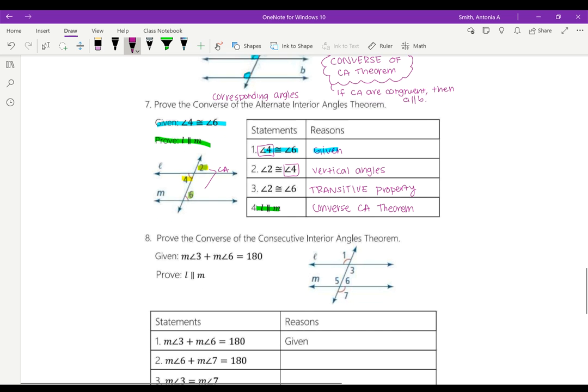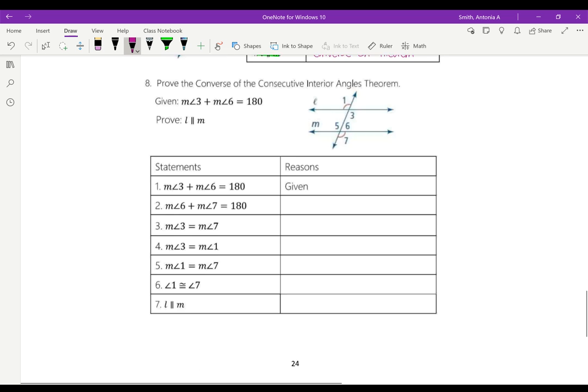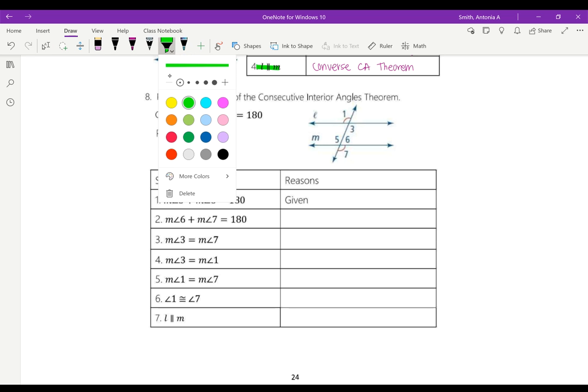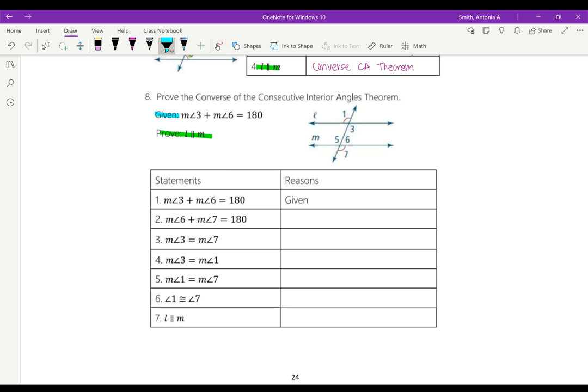Okay. So let's do, I think this is the last one. Number 8, we want to prove the converse of the consecutive interior angles theorem. So we're proving a converse, which means we are proving that lines are parallel. And the information we're given is that angle 3 plus angle 6 equals 180. So in my picture there, let's highlight 3 and 6. And those are consecutive interior angles. So now we're saying that if these two are supplementary, then our lines must be parallel.